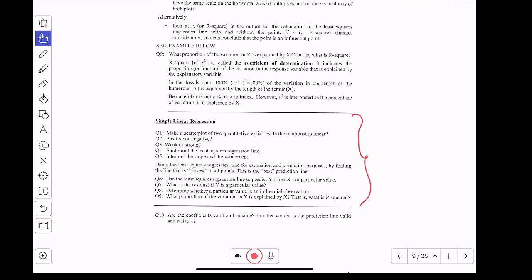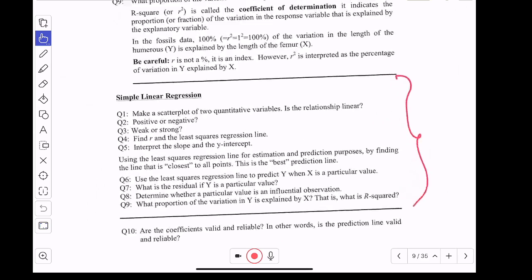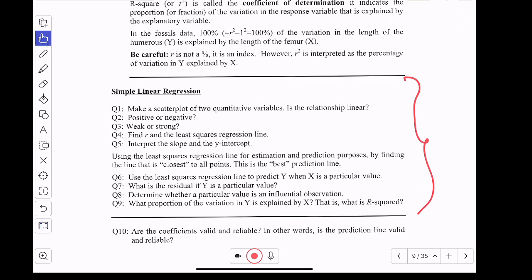How to make a scatter plot, which you learned how to do. How to comment on the pattern. Is it a linear relationship, positive or negative, weak or strong? Find R in the least squares regression line. So that's what you're going to work with the videos. Interpret the slope and the y-intercept. Then use the line to predict y when x is a particular value.